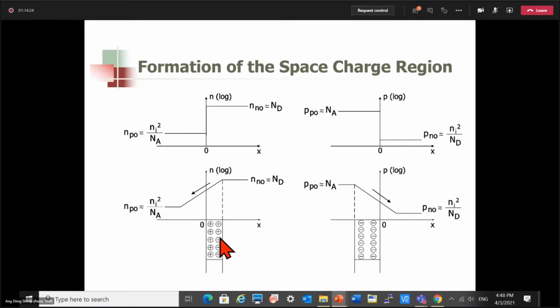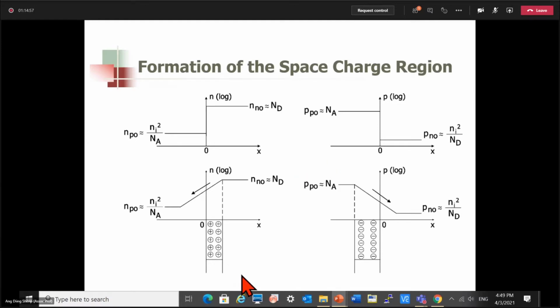Okay, now I want to correct a potential misconception here. The positive space charge region is not due to the holes that diffuse from the P to the N side. They are the positive charges in the space charge region here, but they are not holes that diffuse from the P to the N side. These positive charges are the ionized donor atoms.